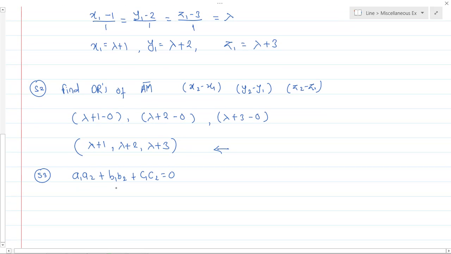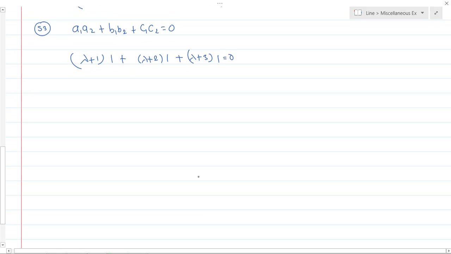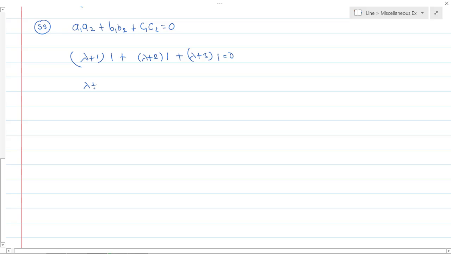Okay, so let's take (lambda plus 1) into 1, plus (lambda plus 2) into 1, plus (lambda plus 3) into 1, equals 0. So let's solve for lambda. You will have lambda plus 1 plus lambda plus 2 plus lambda plus 3 equals 0. So 3 lambda plus 6 equals 0, which implies lambda equals minus 6 by 3, which is equal to minus 2.